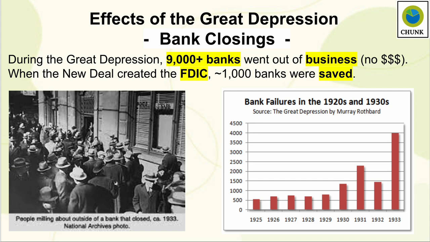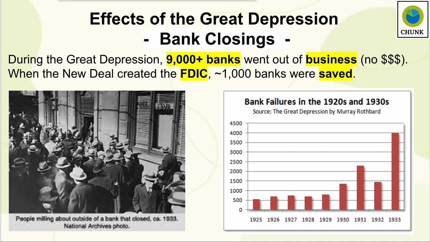Another thing that was an effect of the Great Depression was the banks closing. During the Great Depression, over 9,000 banks closed, went out of business. They don't have any money. They go bankrupt. This becomes a very big problem because before the New Deal, people just lost their money. It was gone. There was no way to get it back after that bank foreclosed.